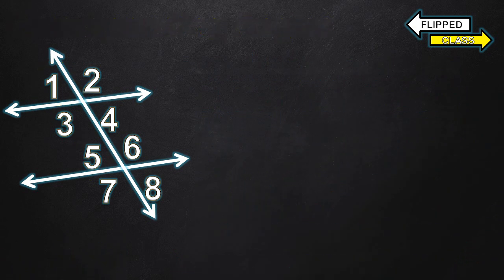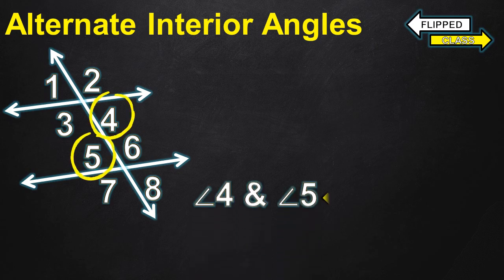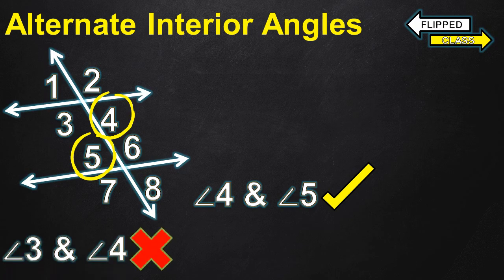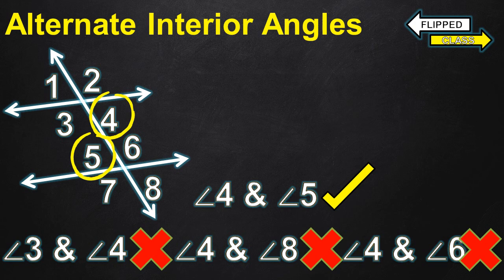Aside from corresponding angles, the second pair of angles here are named alternate interior angles. In this given figure, we have a pair of alternate interior angles, angle 4 and angle 5. If this is true, we also have pairs here that are not alternate interior angles. We have angle 3 and angle 4, as well as angle 4 and angle 8. And at the same time, angle 4 and angle 6 are also not alternate interior angles.